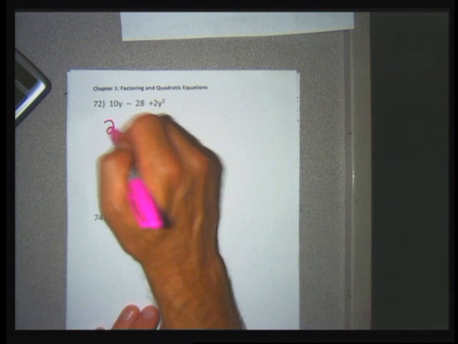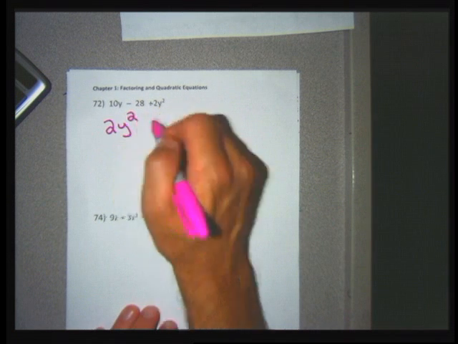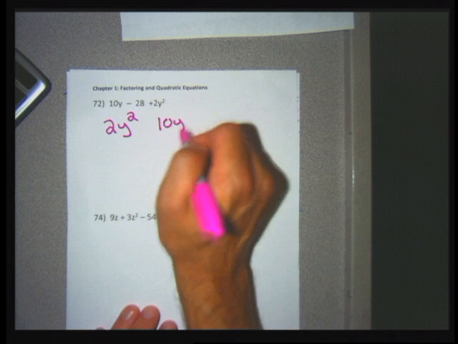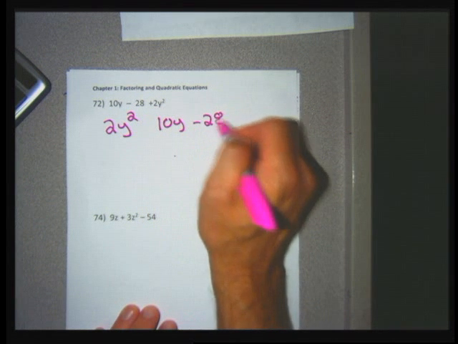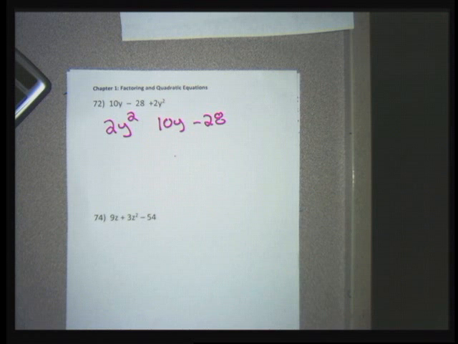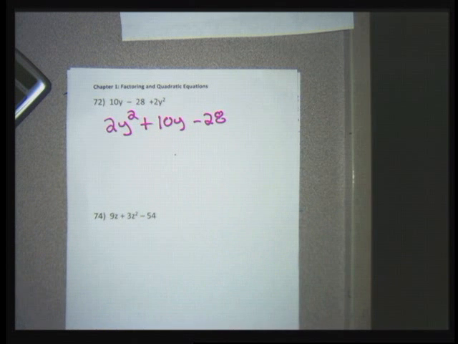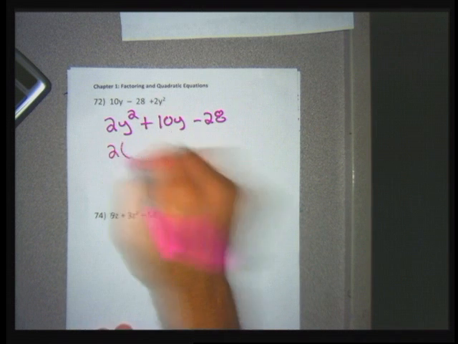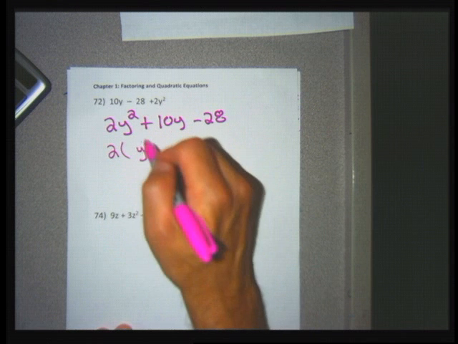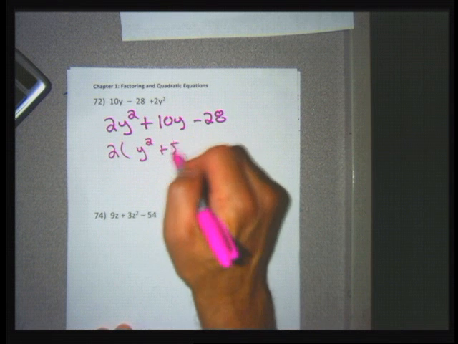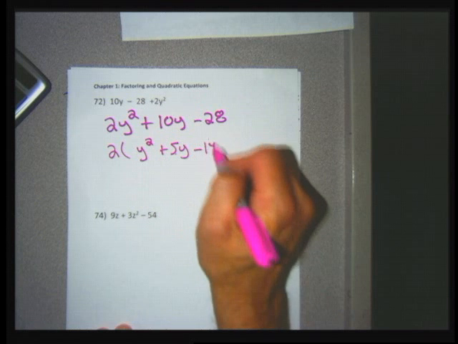I'm going to rewrite 72 with the 2y squared first, the 10y second, the minus 28 last. And when I do the rewriting, the 10y now needs a sign in front of it, and it doesn't have a negative. It doesn't deserve a negative because it doesn't have a negative to start. So I need to rewrite it with the squared term first, then factor out my common factor of 2. When I factor out a 2, I get y squared plus 5y minus 14.